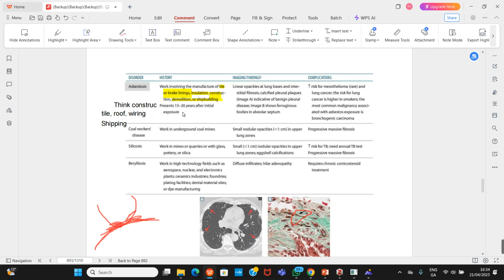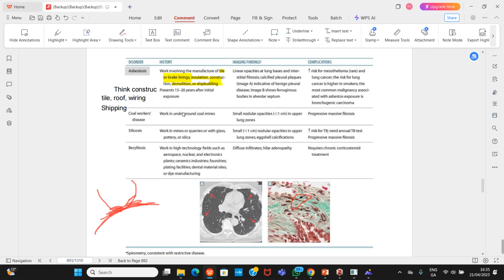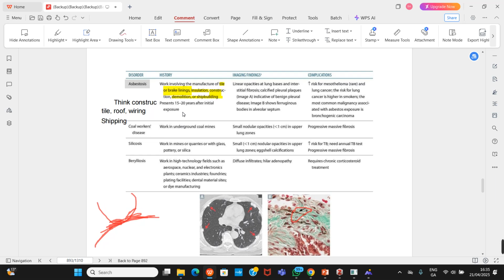By the time you start doing the imaging, that's when you start seeing the difference. I remember it by looking at the fact that asbestos should be in the roof, but the pathology is going to be in the base of the lungs. So they're going to have linear opacities and interstitial fibrosis at the base of the lungs. That's what the X-ray is going to show us, and that's what the question is going to tell us. To add to that, they're going to have calcifications or plaques in the pleura.